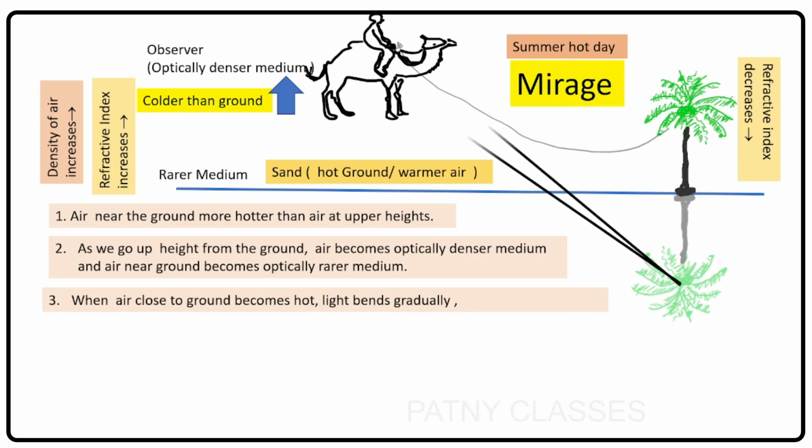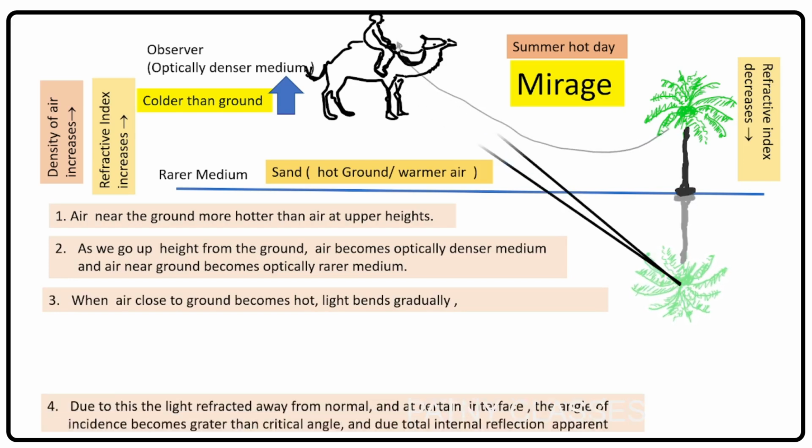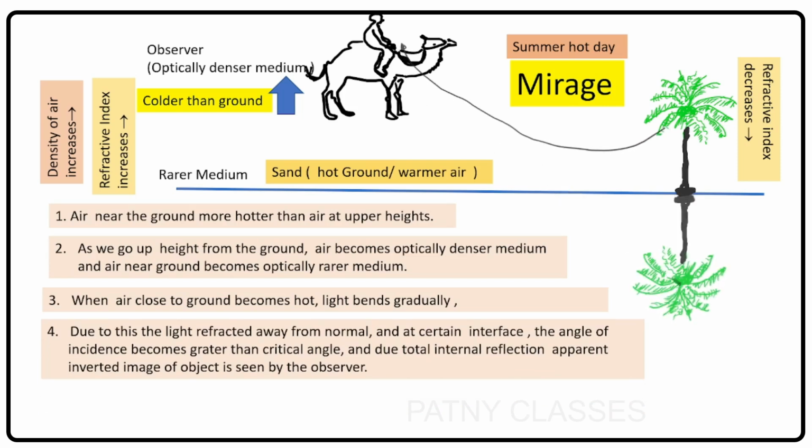When air close to the ground becomes hot, light bends gradually. Due to this, light is refracted away from normal, and at certain interface, the angle of incidence becomes greater than critical angle, and due to total internal reflection, an apparent inverted image of object is seen by the observer. This phenomenon is called mirage.